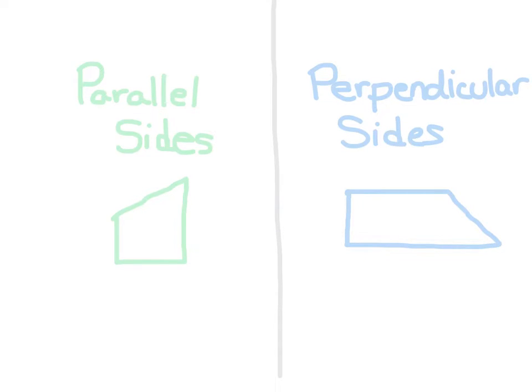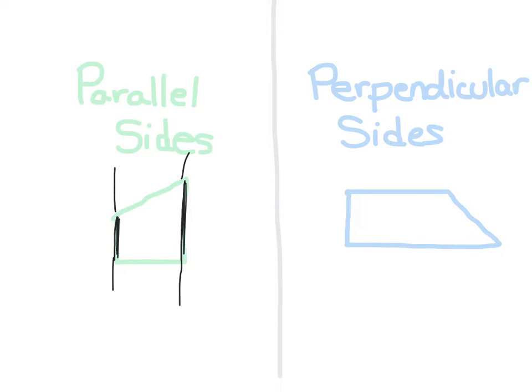On the left, we have a quadrilateral, and I'm going to trace over one set of parallel sides. This side is parallel to this side. The reason why they're parallel is they're the same distance apart. Also, if you kept drawing these sides, they would never cross if you kept drawing them forever and ever. So this side is parallel to this side.